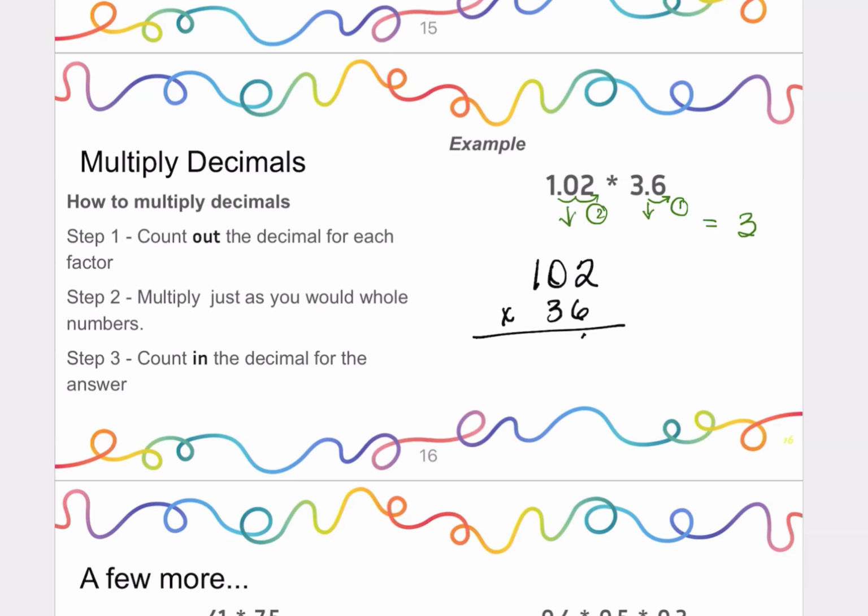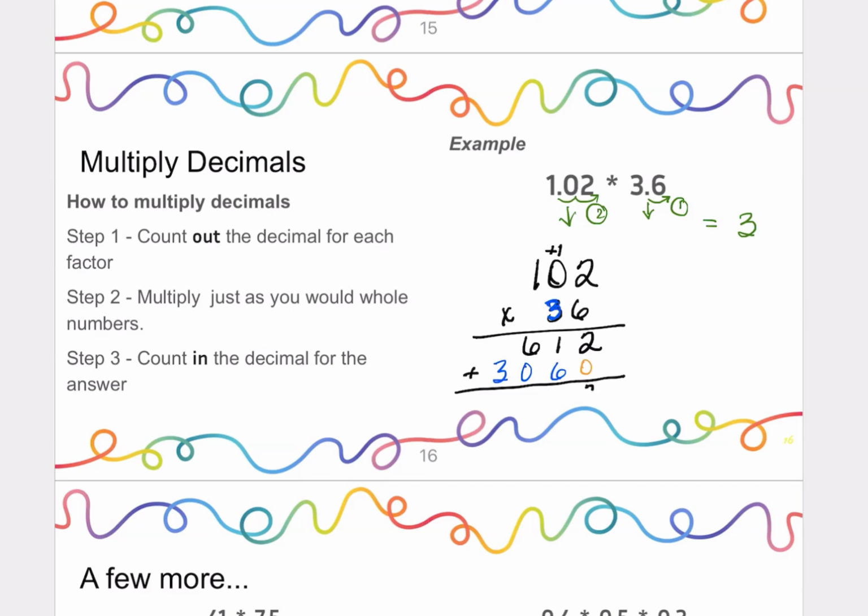6 times 2 is 12. Carry the 1. 6 times 0 is 0 plus 1, which is 1. And lastly, 6 times 1 is 6. Now we're going to add in our place value holder so that we can move over and begin multiplying that 3. 3 times 2 is 6. 3 times 0 is 0. And 3 times 1 is 3. From here, we just add those two numbers together.